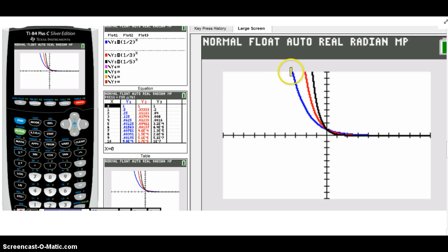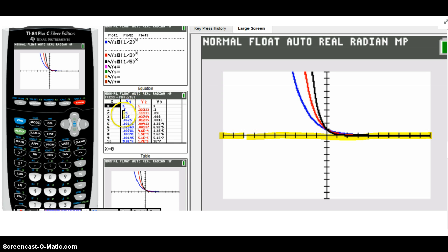The blue function is the half to the x, and then the red function is the 1/3 to the x, and then the black function is the 1/5 to the x. And again, the x-axis is an asymptote, a horizontal asymptote, and it's really a border.